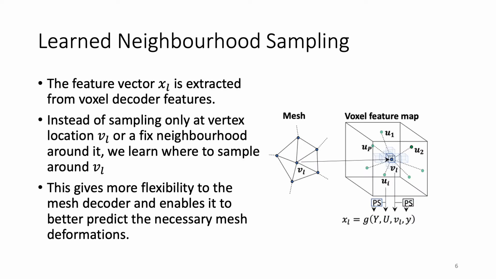Next, learned neighborhood sampling. This is responsible for extracting feature vector XL from the voxel decoder feature vectors. Here the term sampling refers to performing trilinear interpolation in voxel decoder feature vectors at coordinates VL. Instead of sampling only at vertex location VL or a fixed neighborhood around it, we learn where to sample around VL. This gives more flexibility to the mesh decoder and enables it to make more accurate predictions.